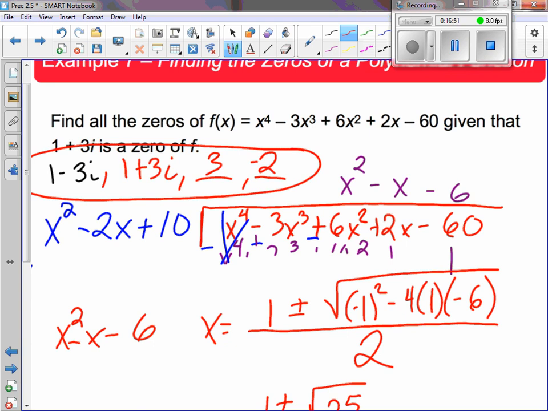So a lot of the times, if they tell us one of these solutions is imaginary, I would find its conjugate, do the multiplication like we did here at the start, and then use that quadratic in long division to simplify from there. Because trying to do it with synthetic division with that complex number is not always the easiest thing to do.